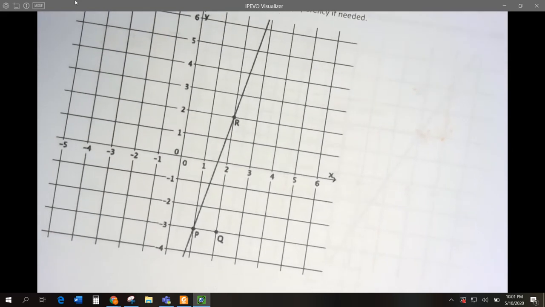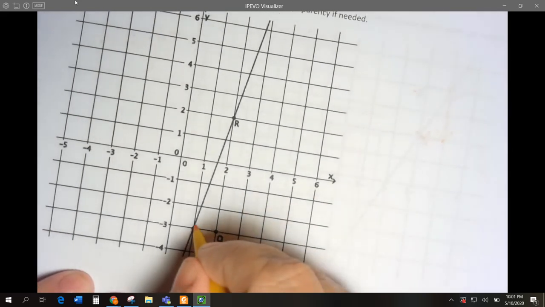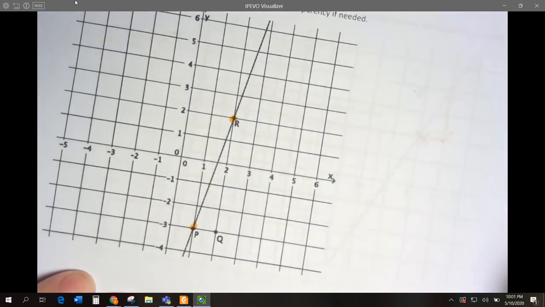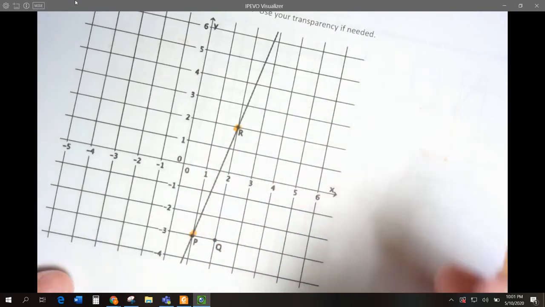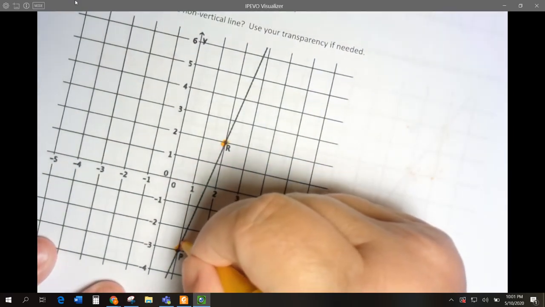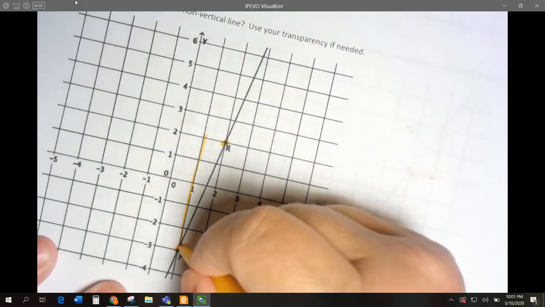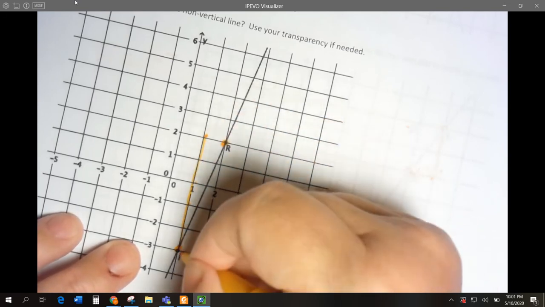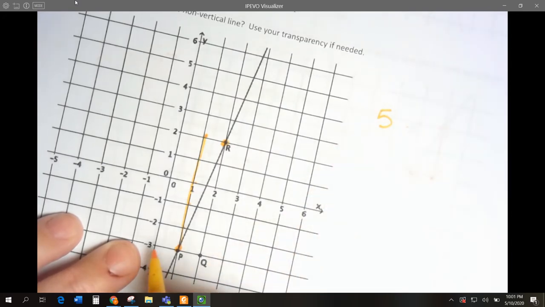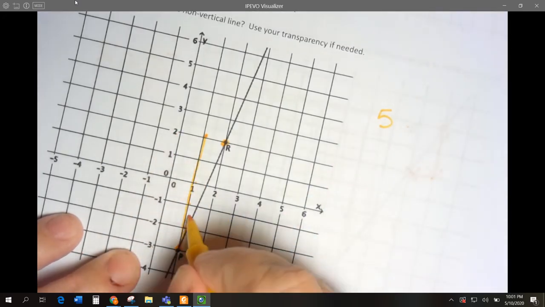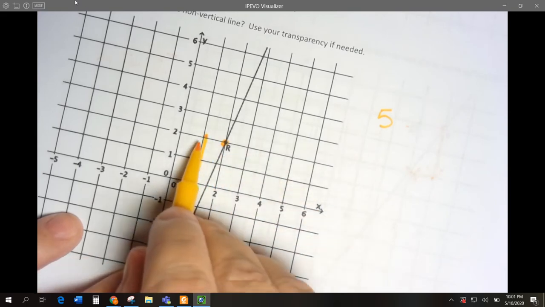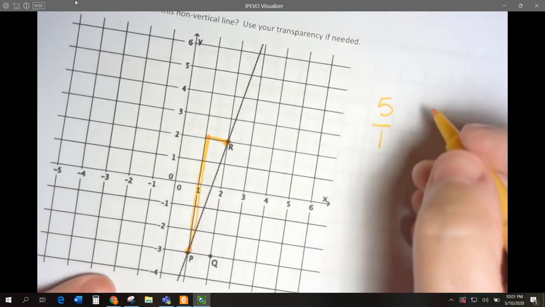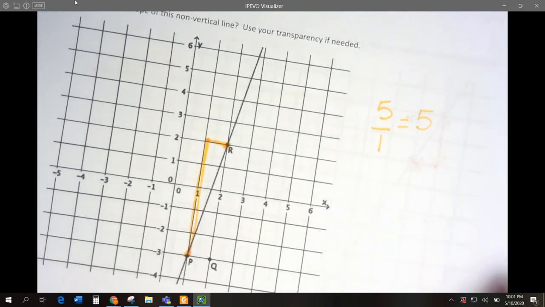Number 12. What do you think of this one? Positive or negative? It's going to be positive, right? Because it's going upwards. So let's do our rise. Each of these count by 1, right? So 1, 2, 3, 4, 5. Going up 5, from -3 to +2, we're going up 5. And we're going from 1 to 2, so we're going over 1. So this is a 5/1, which can be simplified to be a slope of 5, positive.